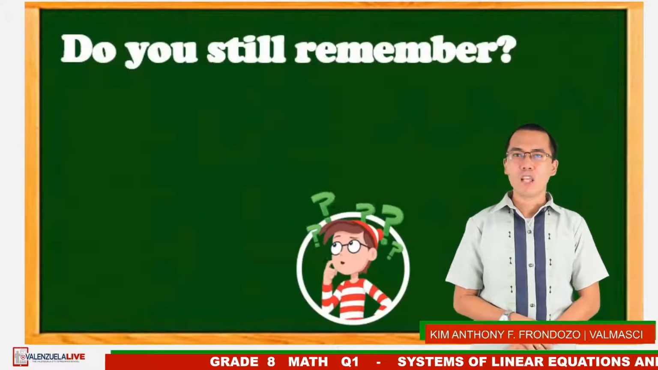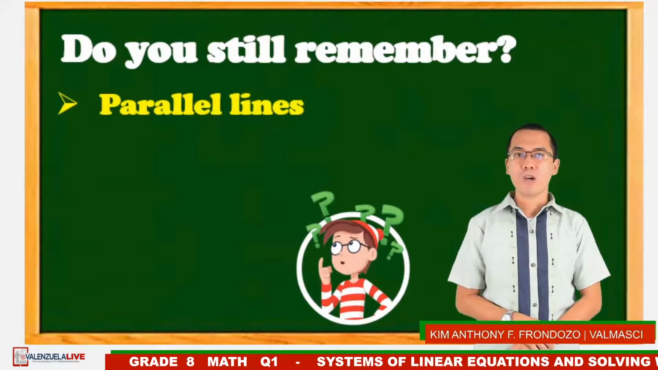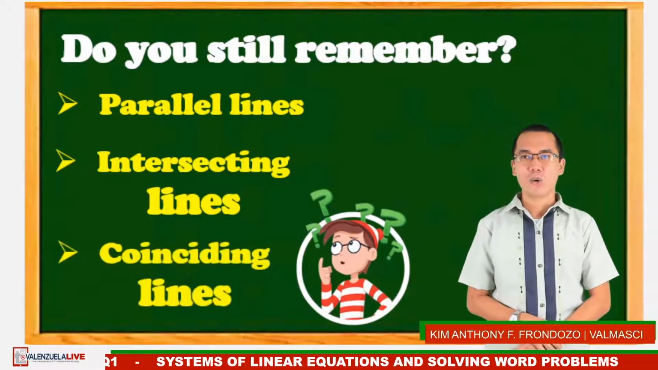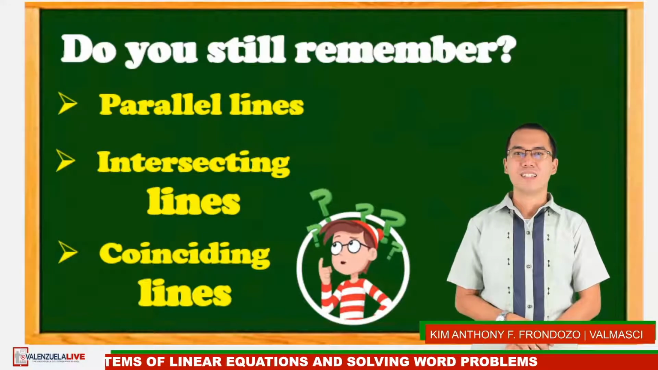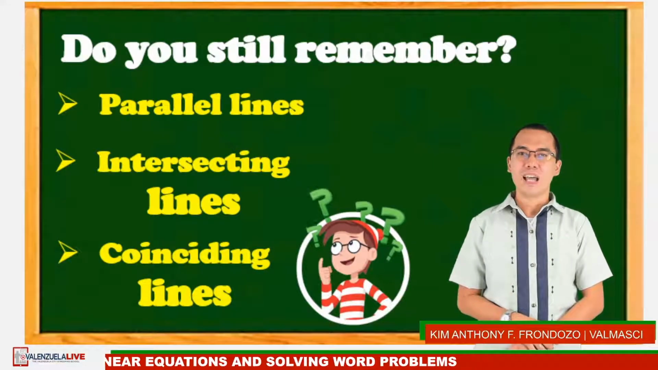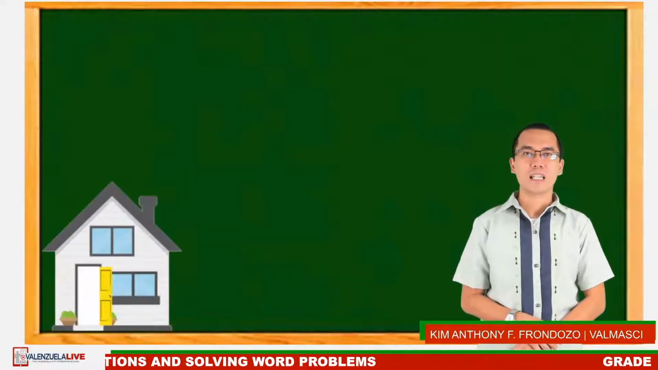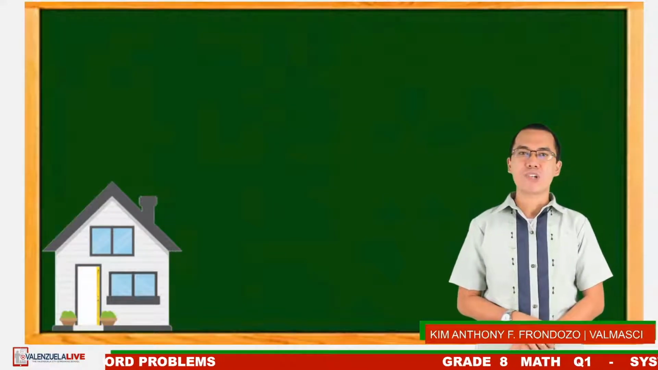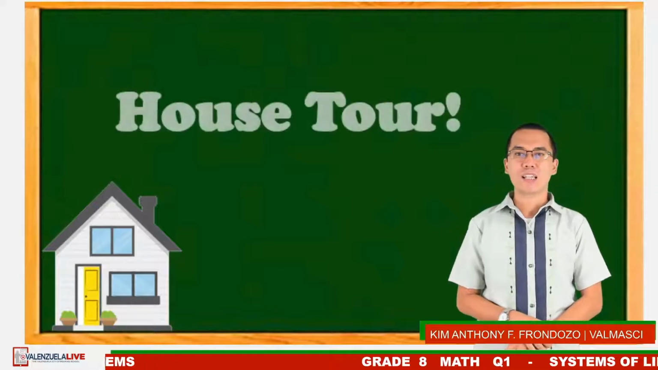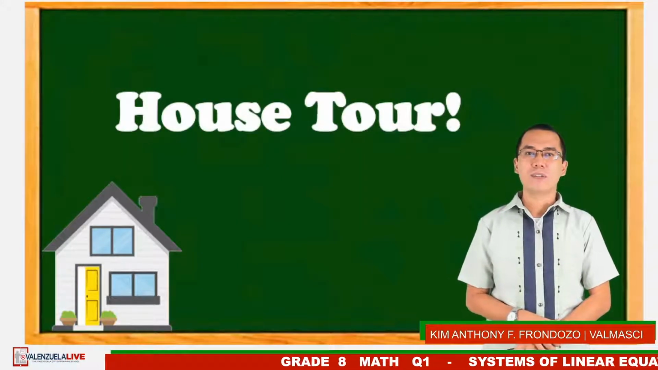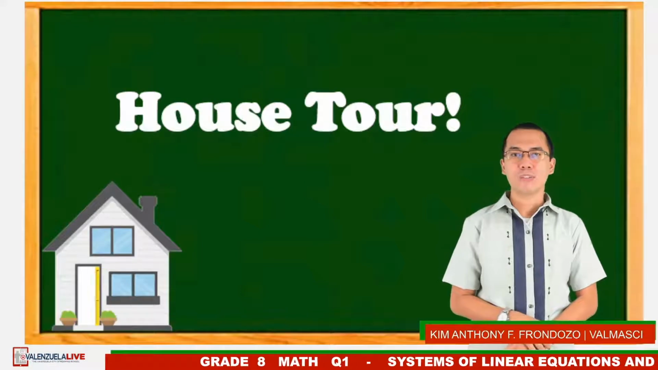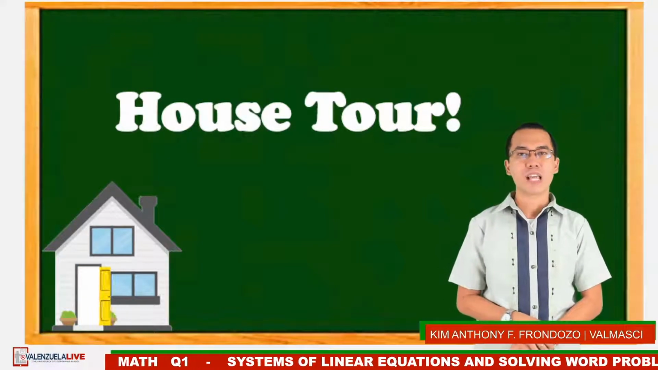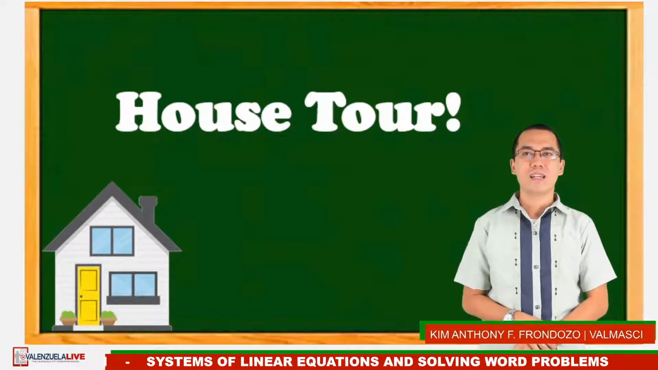But then I have a question. Do you still remember parallel lines, intersecting lines, and coinciding lines? That's great. Now, let's have a house tour activity. Look around your house where you can find application of parallel, intersecting, and coinciding lines. I will give you 10 seconds for you to write down all the parts of your house where you can see parallel, intersecting, and coinciding lines. Let's begin.